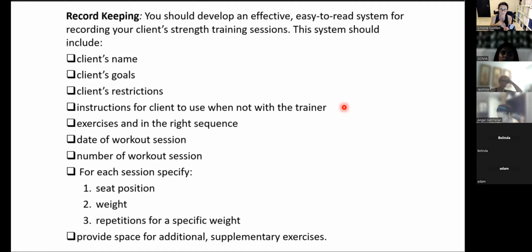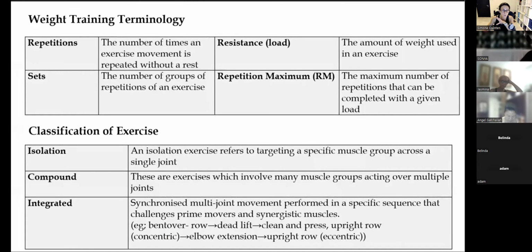They want to train by themselves so that they know what to do. Okay. Write down the exercise and the correct sequence, date of the workout session, number of the workout session. Again, specific seat positions, how much load you're using, the repetition for a specific weight. And maybe you can just write down, okay, don't forget to do your stretching for your hamstrings or for your big toe or whatever they need. I don't know. Okay. So this is also in your book.